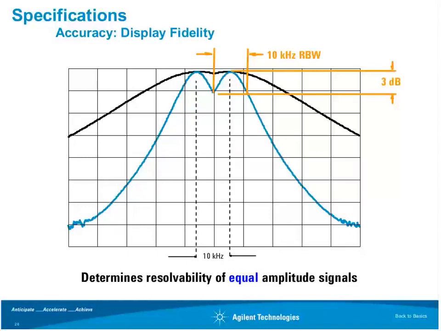Now, resolution bandwidths, I mentioned, let us resolve signals that might be close together. Here's an example of that. Let's say we have two signals that are 10 kilohertz apart. If I use a very wide filter like this black trace shows, this might be 30 or 100 kilohertz bandwidth, the filter is so wide that we just basically capture the energy from both of those signals together, and it's very difficult to tell that there are actually two signals present.